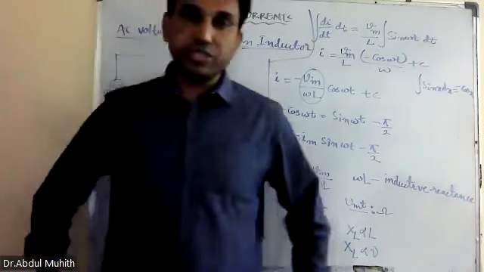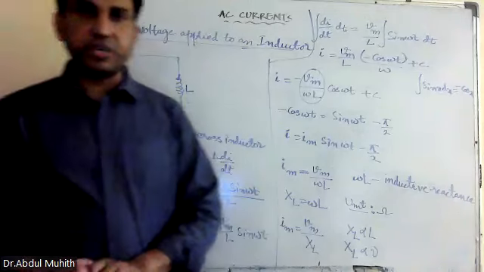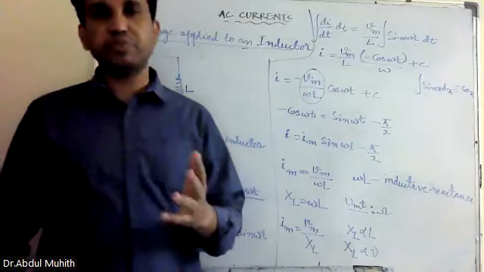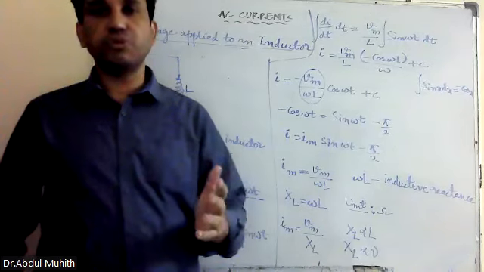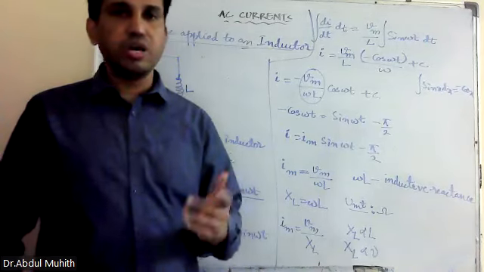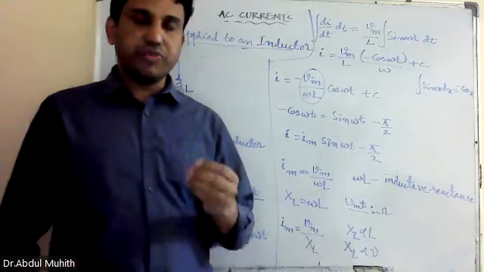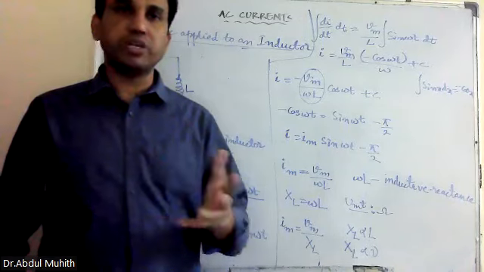So in the previous class, we were discussing AC currents. It's like an oscillator. When I speak about AC currents here, I'm not speaking about the current coming out from the wall outlet. It's like the output of a frequency generator or the output of an oscillator.